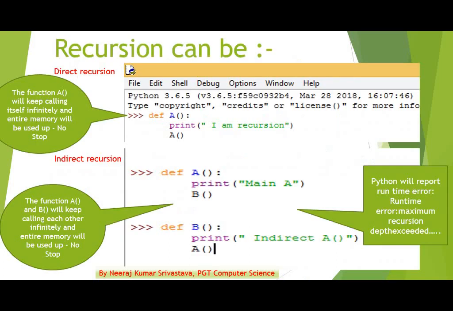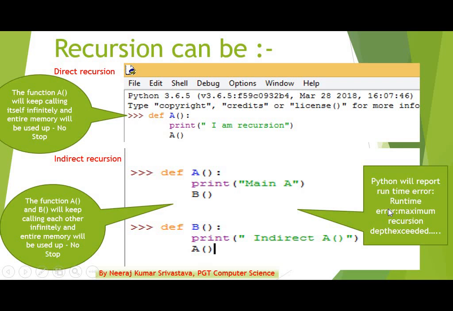For example, look at that. It can be direct or indirect. In direct recursion, we call the function within its own body, and in indirect recursion, function A calls function B and B calls A. That is recursion. In both cases, the loop will be infinite, and in Python it shows the error: maximum recursion depth exceeded.